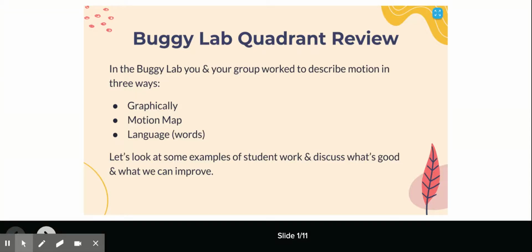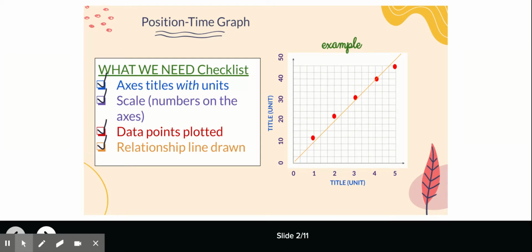So here in the pair deck, we're going to look at some examples of how we describe motion in the Buggy Lab, graphically, through a motion map, or through language. So first, graphically, we had a position time graph.